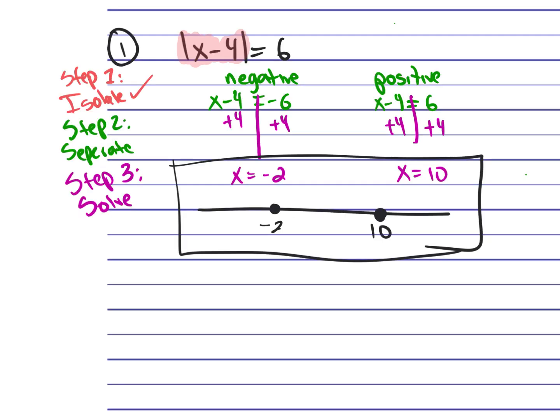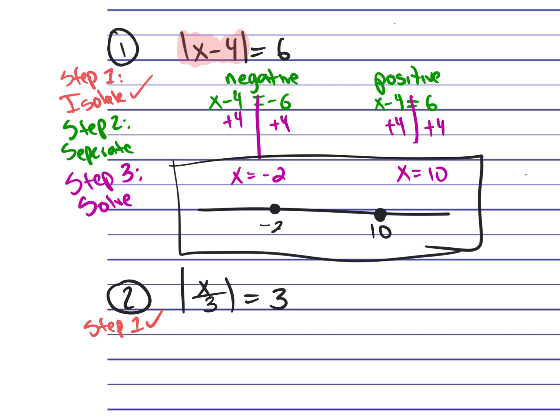I'm going to do one more example that's a little bit different so that you can get comfortable with it. Let's say, for example, I have a fraction. I have the absolute value of x over 3 equal to 3. We're going to follow the same steps. The first step is to isolate. This one's already isolated, so you don't have to worry about that one. Step 1 is done. Step 1 is good to go.